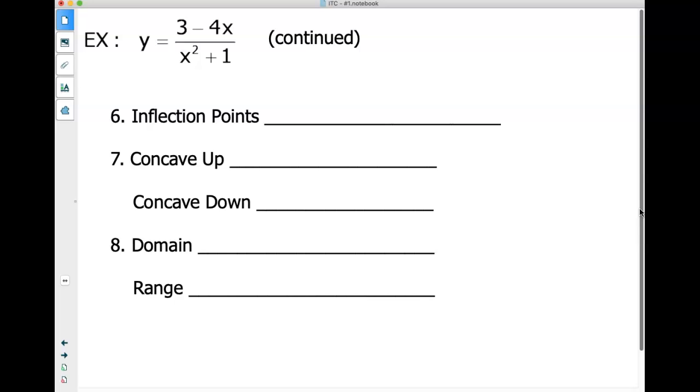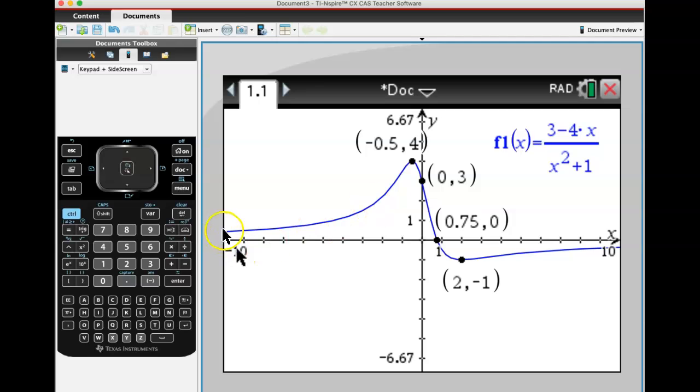Points of inflection, concave up, concave down. Well, check that out though. I'm increasing, concave up. I'm increasing, concave down. I can see concave up, concave down, concave down, concave up. And because this side doesn't continue to go up, it has to change and go concave down again. So what we're going to do is go find those inflection points.